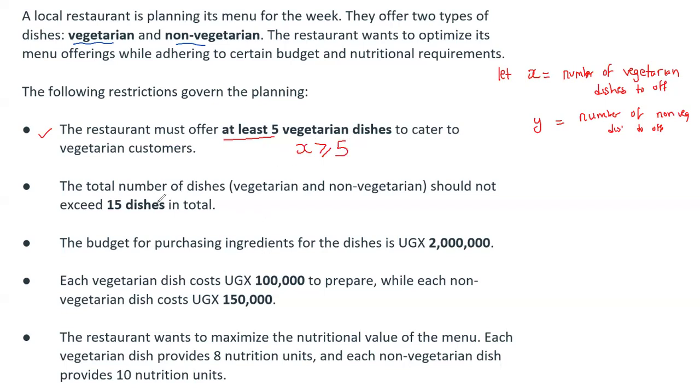We continue. Number 2, the total number of dishes, vegetarian and non-vegetarian, should not, I've told you, the moment you meet the word not, exceed 15 dishes in total. Who wants to give us that inequality? Amala, you tell us now to check whether you understood the concept. So the second part is saying the total number of dishes, vegetarian and non-vegetarian, should not exceed 15 dishes in total. So teacher, I think it's going to be less than or equal to. So you write x plus y less than or equal to 15. Okay, good. Then we continue.